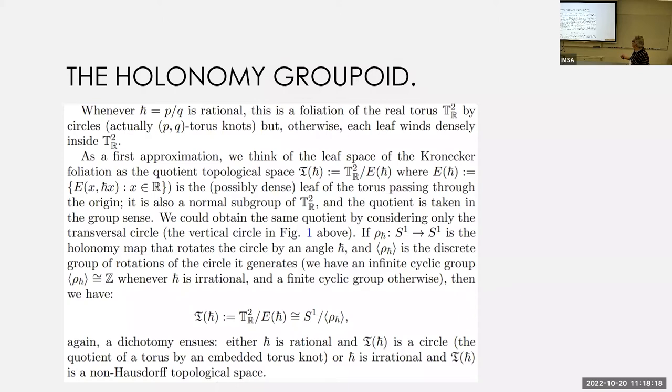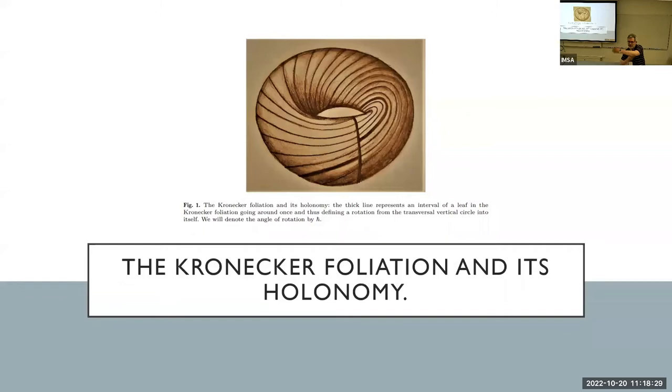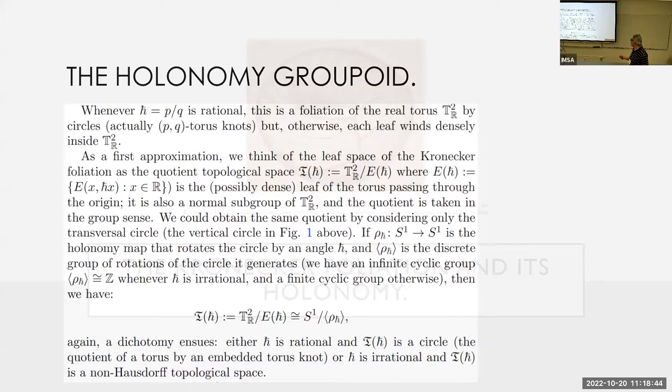Well, this is what I already said. There is this dichotomy. If I divide by this group action, I see it as a flow, as an R action on the torus. If the slope is rational, the quotient is a circle because the leaves are torus knots. But if the slope is irrational, the quotient is non-Hausdorff. So as a first approximation, we think of the leaf space of the Kronecker foliation as a quotient topological space, but this is non-Hausdorff.